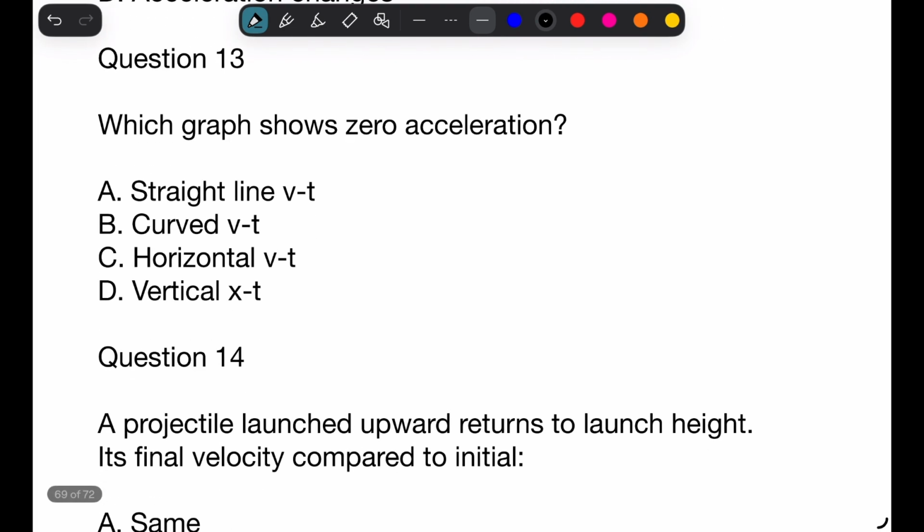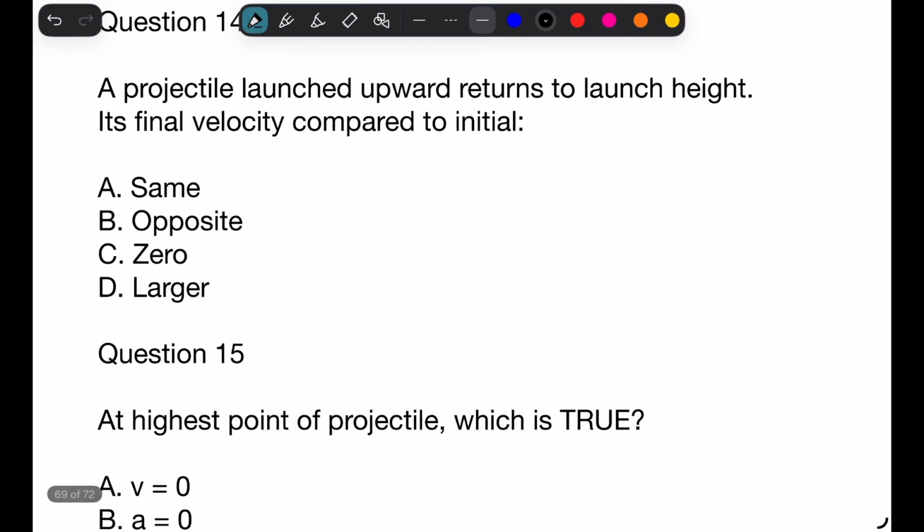Which graph shows 0 acceleration? Well, acceleration is slope of v of t. That's going to be c. A projectile launches upward and then returns to the launch height. Its final velocity compared to the initial is going to be what?